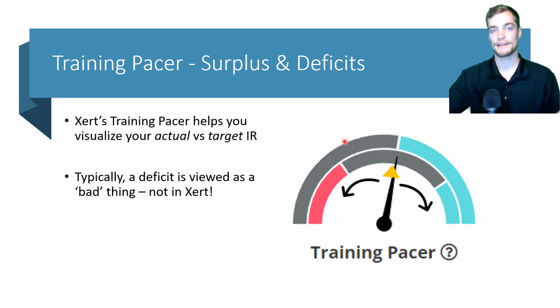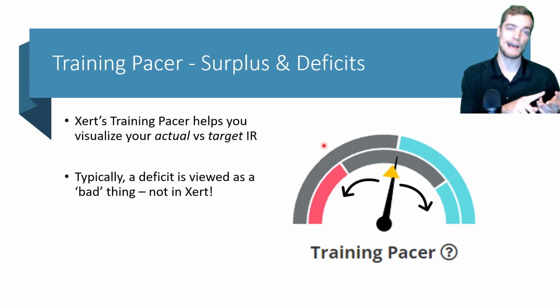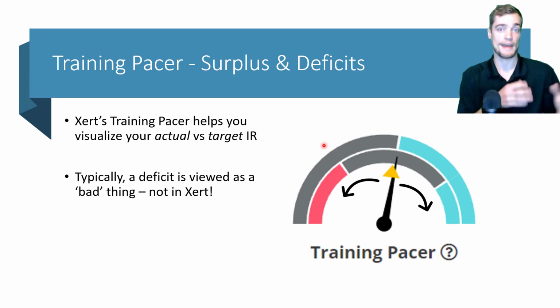Now, how big that XSS deficit is will depend mainly on your selected improvement rate, as well as how your training has looked over the past 7 days, and whether you're ahead or behind of that improvement rate.